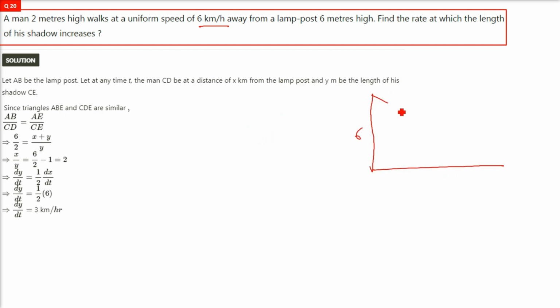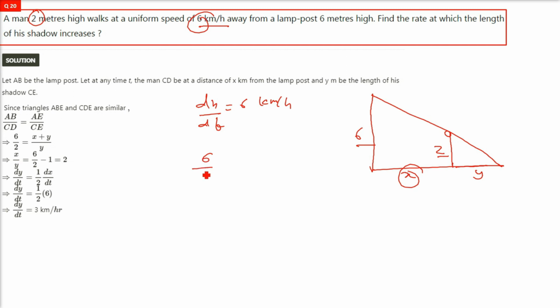This is 6 lamppost. A person is standing. He is 2 meter. Assume this to be x, this to be y, and we will use this uniform speed 6 km per hour as dx by dt because x is where he is walking, and we'll use the similar triangle. The dx by dt is already given in the question. It is 6 km an hour. By the similar triangle, the corresponding sides can have an equal ratio. 6 by 2 is equal to x plus y by this y.